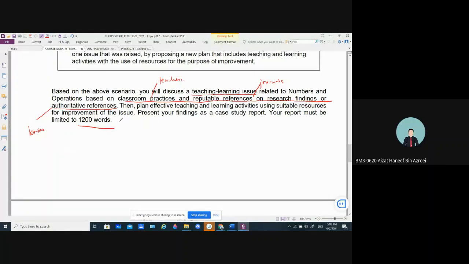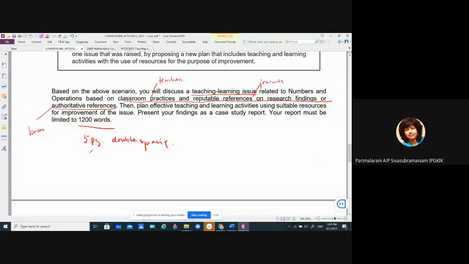Madam, is it only an issue in school, or can we do any issue regarding that topic? For primary school children. Yes. Okay, 1,200 words is actually 5 pages, double spaced.